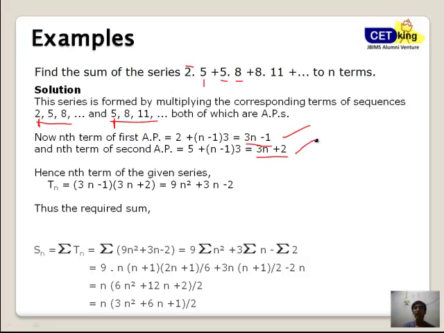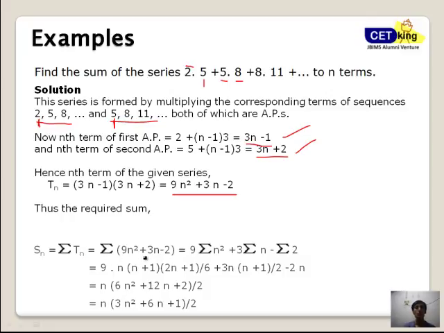multiplied by the nth term of the second series, which is (3n minus 1) into (3n plus 2), which on further simplification becomes 9n square plus 3n minus 2. Thus, we can find the required sum as the summation of the nth term, as summation of 9n square plus 3n minus 2.